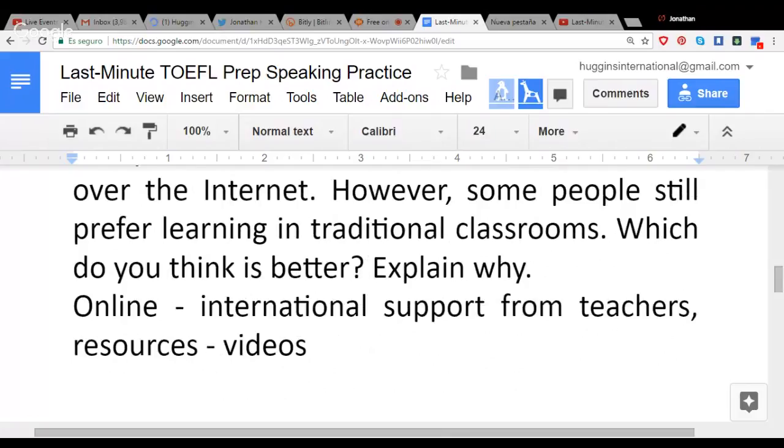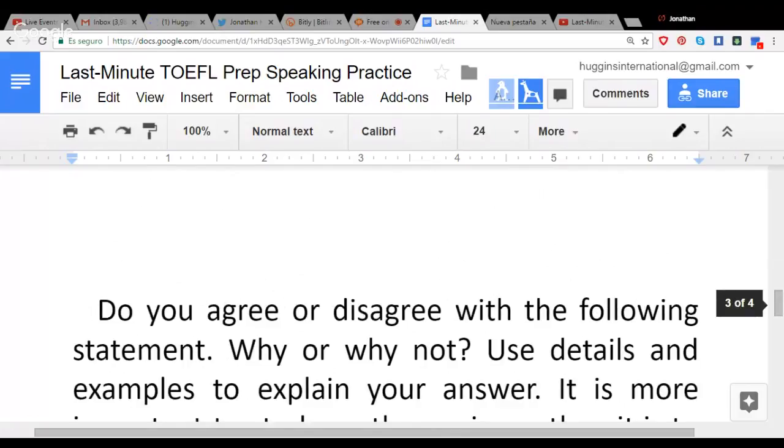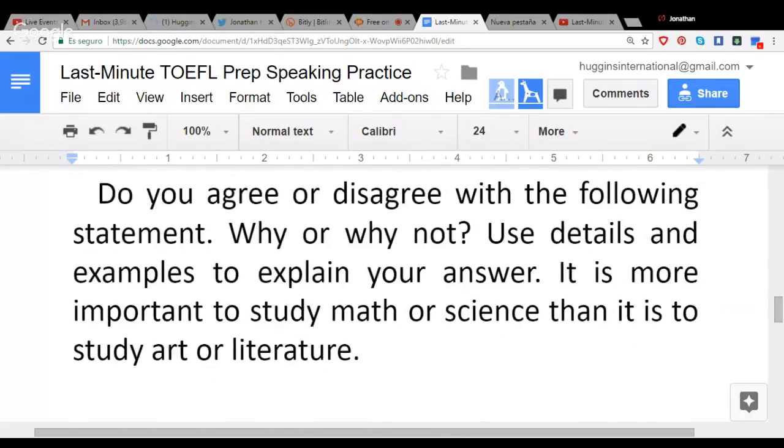So this one: do you agree or disagree with the following statement? Why or why not? Use details and examples to explain your answer. It is more important to study math or science than it is to study art or literature. Okay.